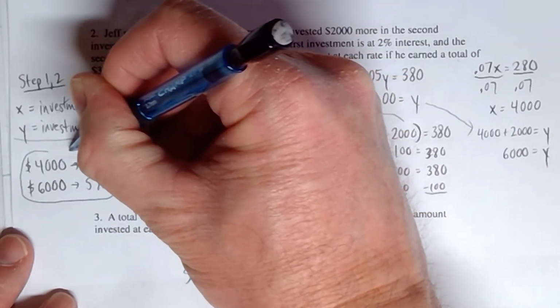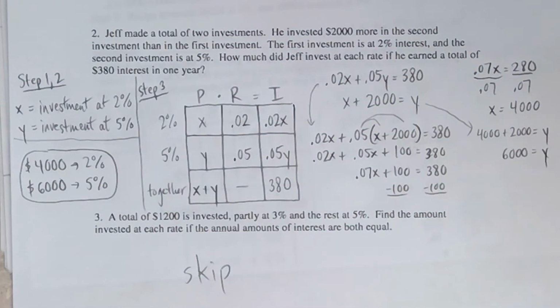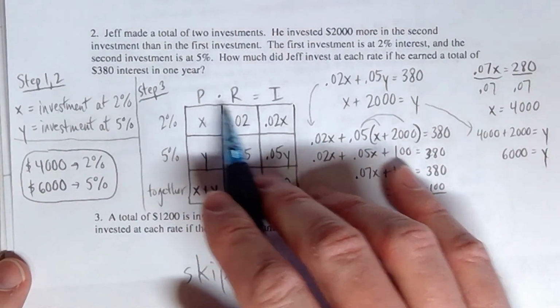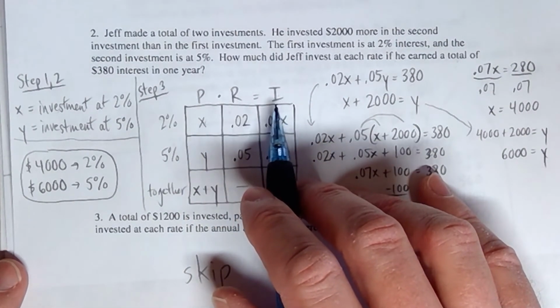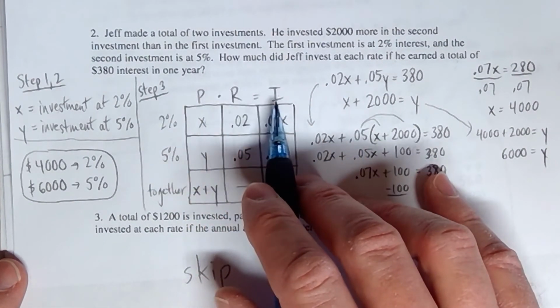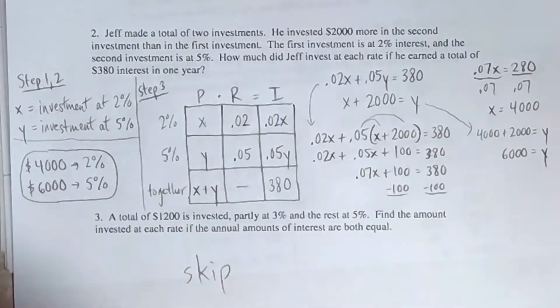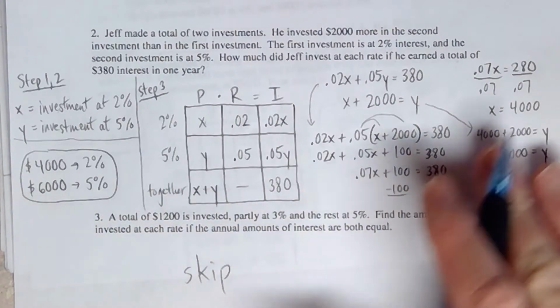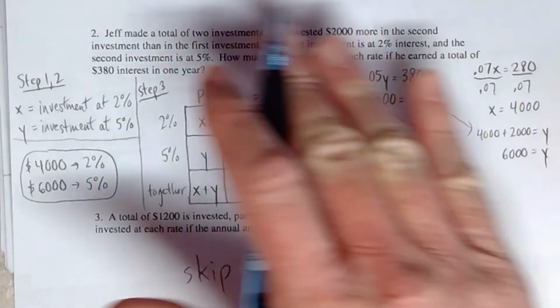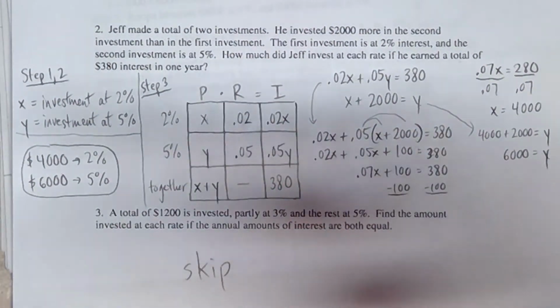Okay, so that concludes our discussion on the interest problems. Again, remember, anytime they mention interest and investments and that kind of thing, you're going to use this formula here. And this is the type of setup that you do, the one that we did in the last two problems.